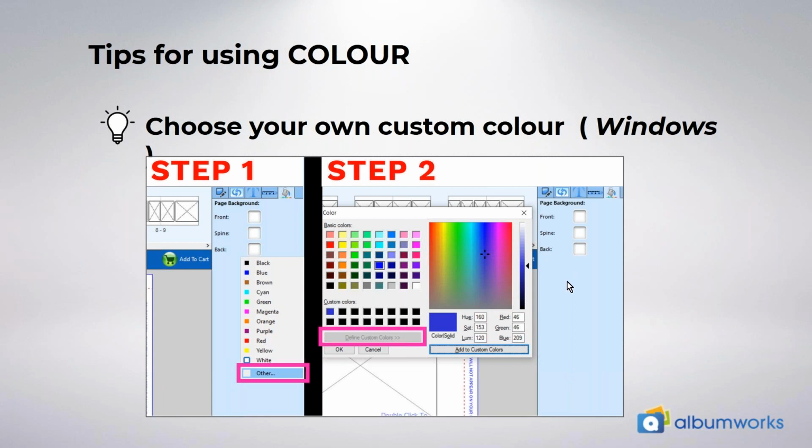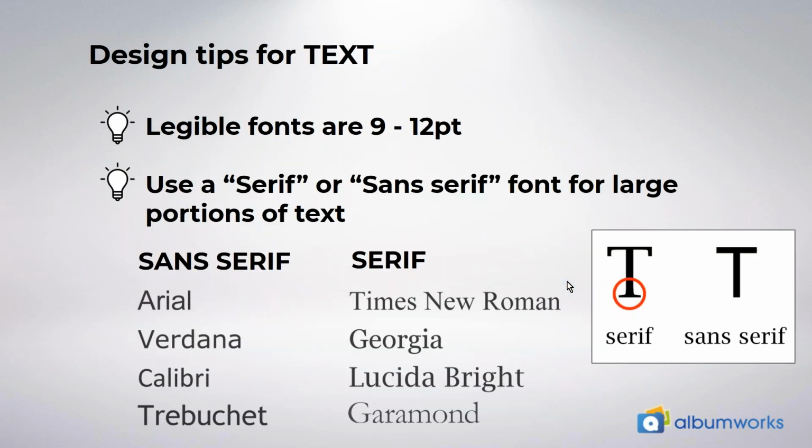Next, let's talk about design tips for your text. One of the most common questions we get asked about text is, how big should my font be? We recommend a minimum of 9 to 12 points for your font. 10-point font size is most commonly used in regular books. Personally, I prefer to go a little bit bigger to a 12-point font.